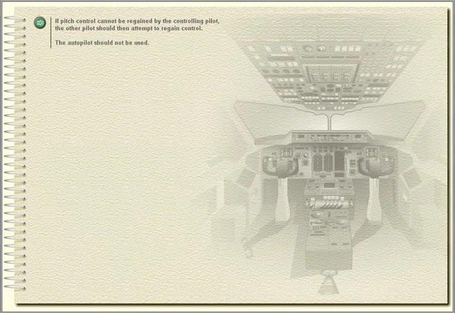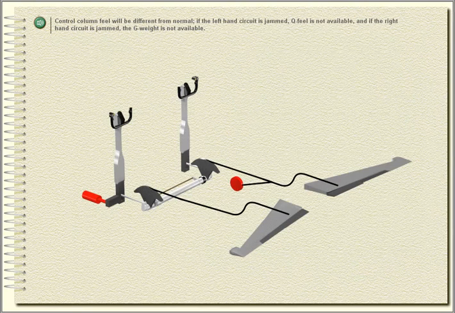If pitch control cannot be regained by the controlling pilot, the other pilot should then attempt to regain control. The autopilot should not be used. Control column feel will be different from normal. If the left-hand circuit is jammed, Q feel is not available. And if the right-hand circuit is jammed, the G weight is not available.